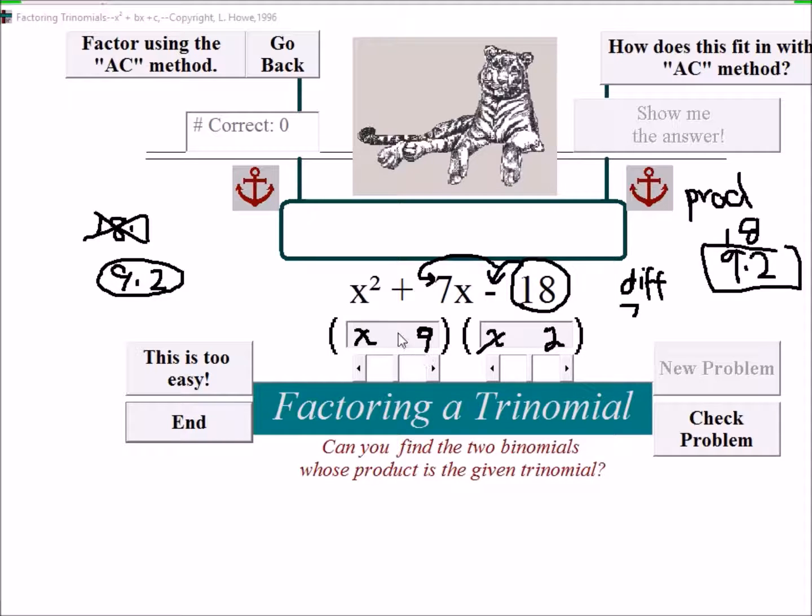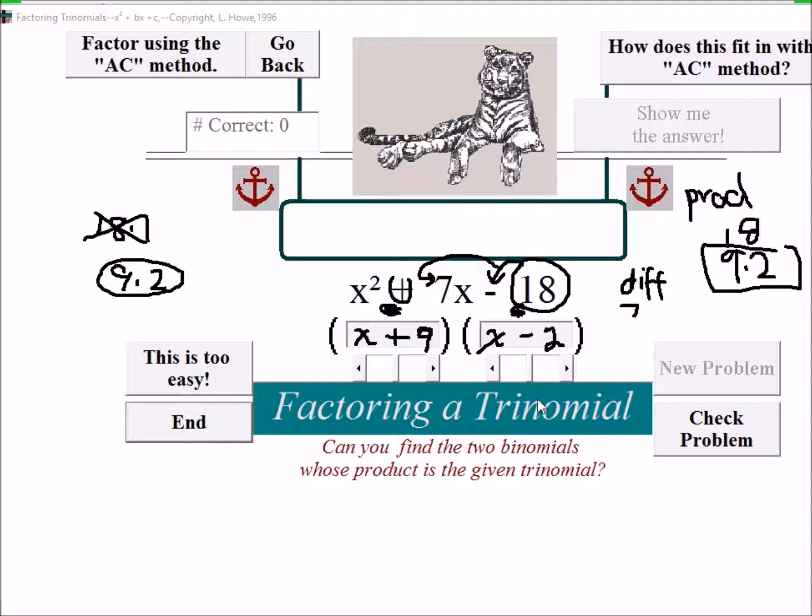Now I know there's either plus 9 and minus 2, or minus 9 and plus 2. And all I have to decide is which quantity gets the plus and which gets the minus, because they have to be different. Now, in my mind, it's sort of like a beauty contest. We know that the 7 has to be positive. That means the positives have to win. So which of these two numbers has the stronger absolute value? It would be the one that gets the plus. So it must be x plus 9 and x minus 2.